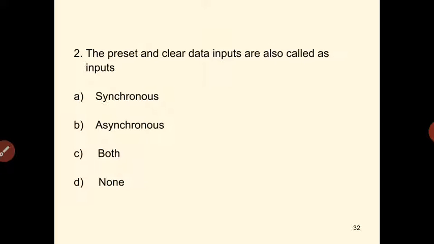These preset and clear inputs are independent of the application of the clock signal, as well as independent of the inputs that are applied to each and every flip-flop. They are not in synchronization with the clock signal. That's why preset and clear inputs are called asynchronous inputs. So the option for the second question will be asynchronous.